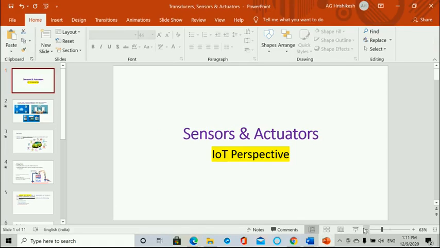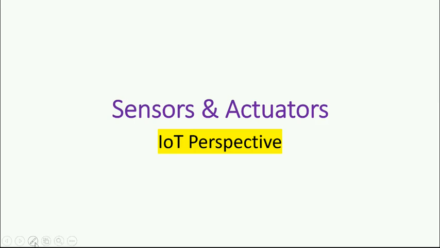Hello all. I am going to give some inputs about sensors and actuators used in Internet of Things, that is IoTs, right? I am directly going to this slide. I will share a slide here. Let me take a laser pointer. Sensors and actuators, I am going to discuss these two things from an IoT perspective, right?